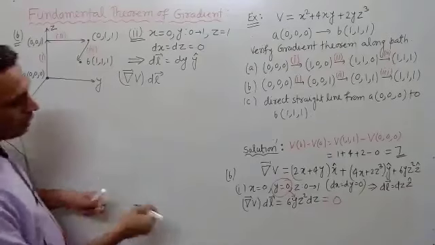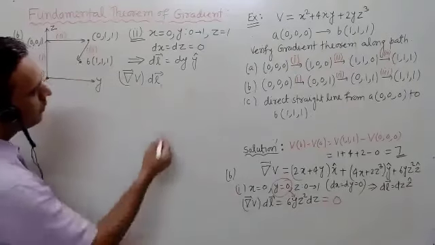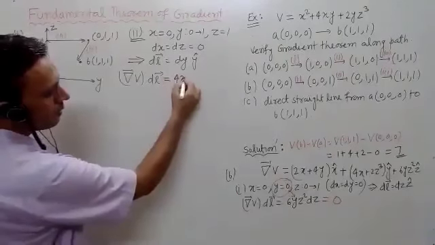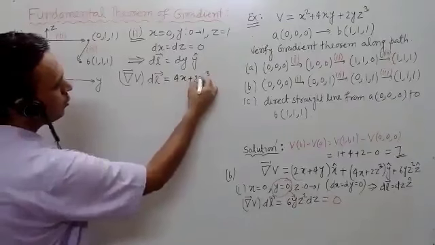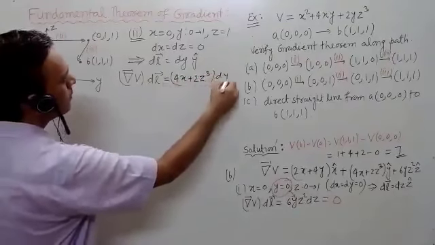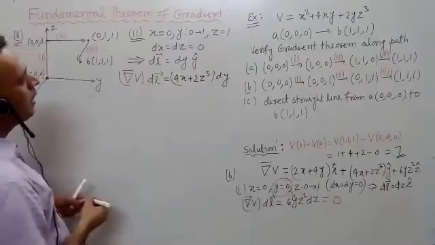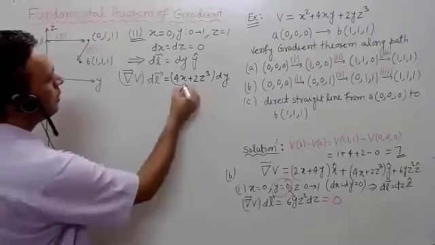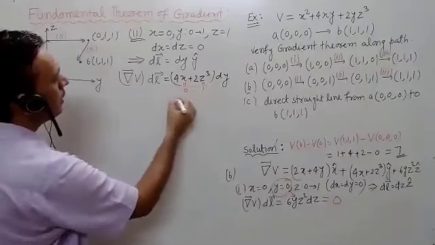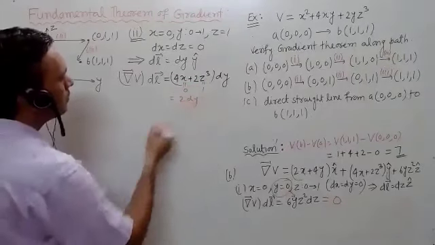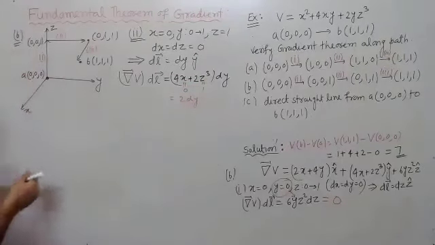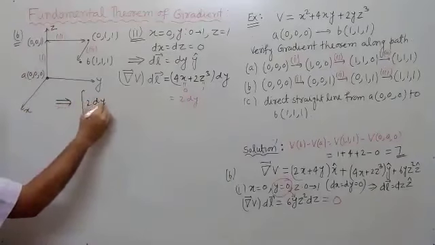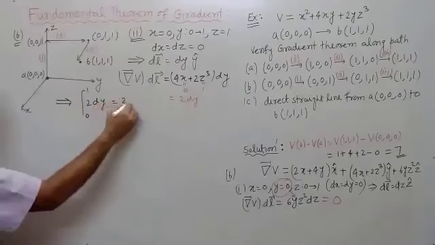So gradient v dot dl will be 2 dy, 4x plus twice z cube dy, and the condition is x is 0 and z is 1. With x equal to 0 and z equal to 1, this is 2 dy. So what will be this integral of 2 dy from 0 to 1? That is simply 2.